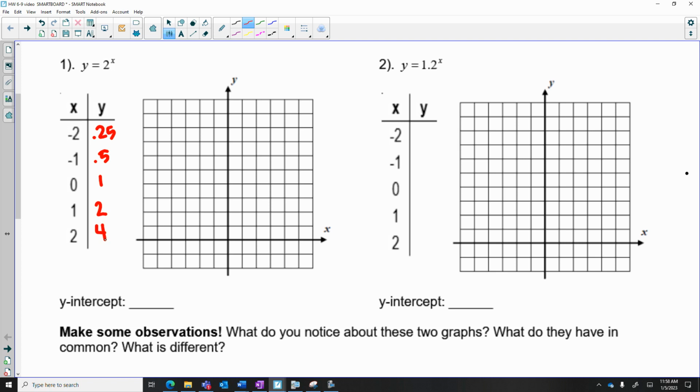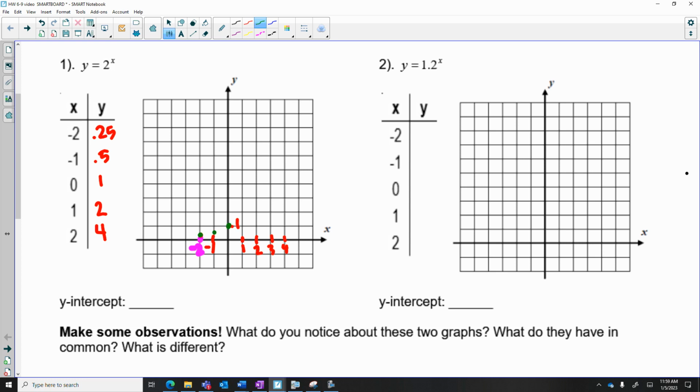Okay, so now we're going to go over and graph it. When we graph it, remember we need to establish a scale. So you want to show the person that you're counting by ones along the x-axis and the y. If you choose to go by ones, make sure you put that in. And then we're going to plot our points. So we have -2, 0.25-ish, so 1/4. And we have -1, 1/2.